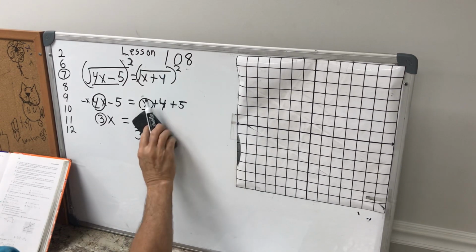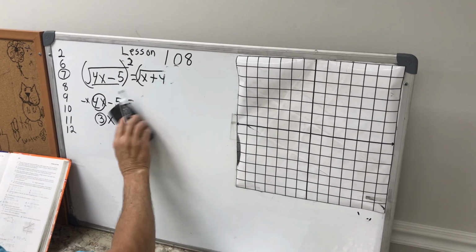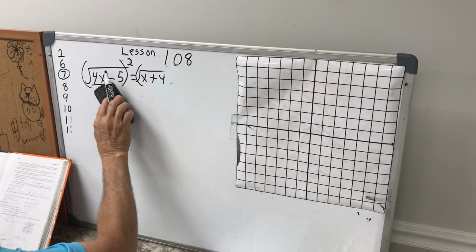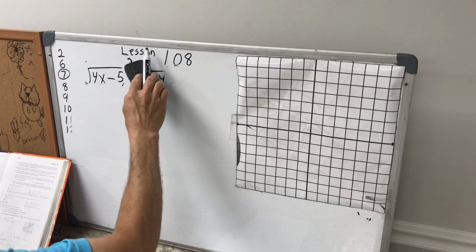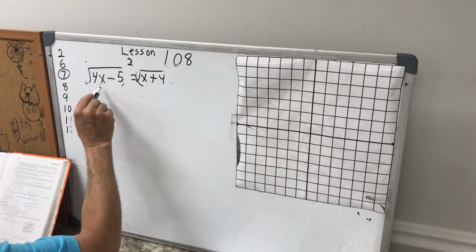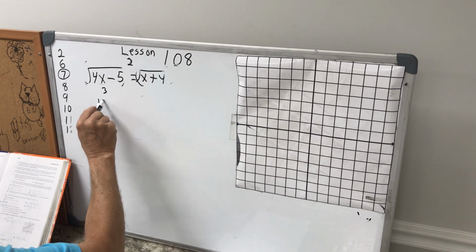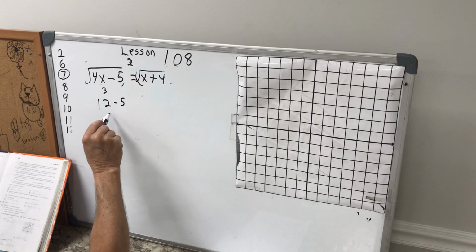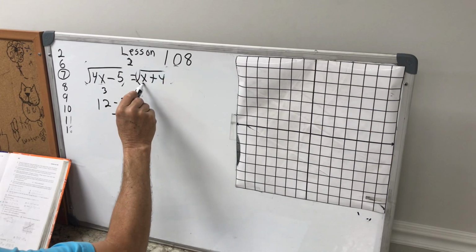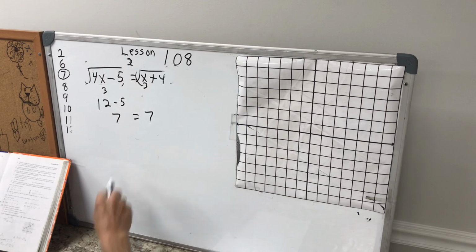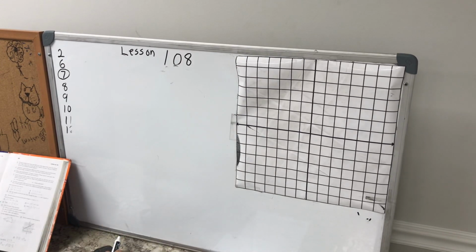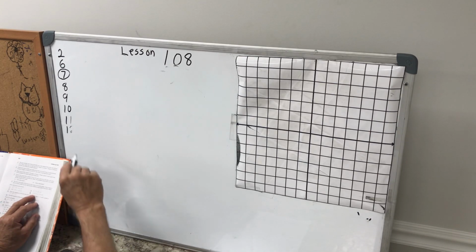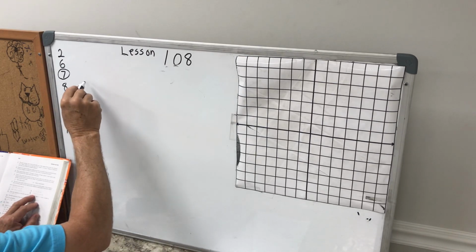All right, here we go then. I'll tell you what, let's just do that. We said x is 3. I'd like to show you why this is true, why it works. So this is 3. 4 times 3 is 12, minus 5 equals 7. And this is 3 plus 4 equals 7. 7 equals 7. That was number 9. Number 10 becomes a bit more difficult yet.